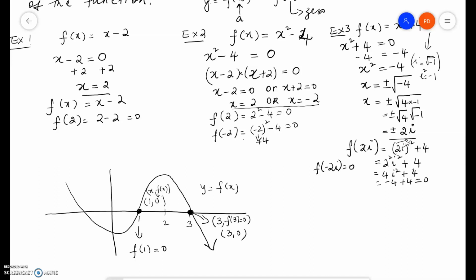So notice that the real numbered zeros, if we have zeros that are real, those are the same as the x-intercepts of the function. Now, if you have a complex zero, you're not going to see that on the real number line, but if it's a real number that makes the function equal to 0, that's the same as an x-intercept. So real zeros of a function are the same as the x-intercepts of the function.